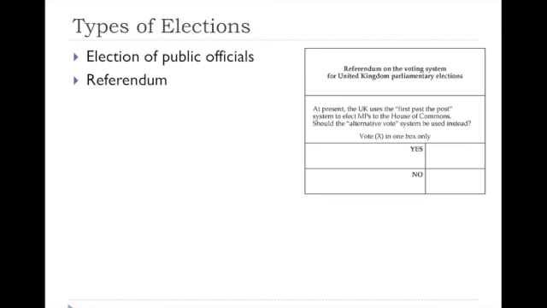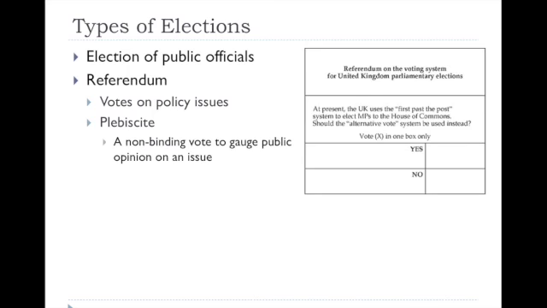Now, certainly there are other elections too. When you go to the ballot box, you're not always voting for people. Sometimes you're voting for initiatives like referendums. Referendums are a vote on a policy. More often than not, they are what would be called a plebiscite, which would be a vote that is non-binding. Like the UK likes to call things referendums, but they're actually just non-binding votes.